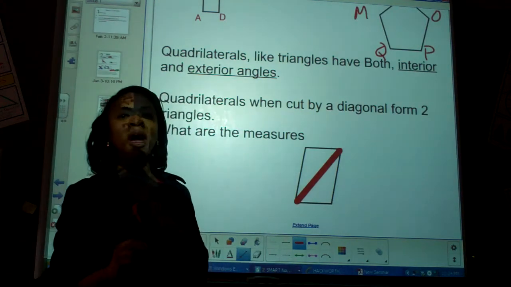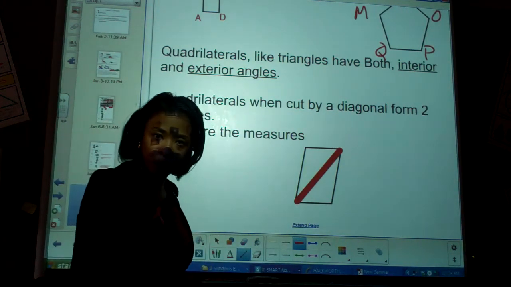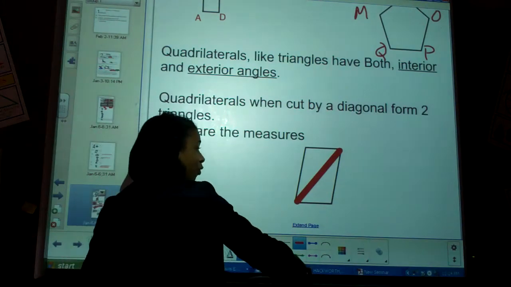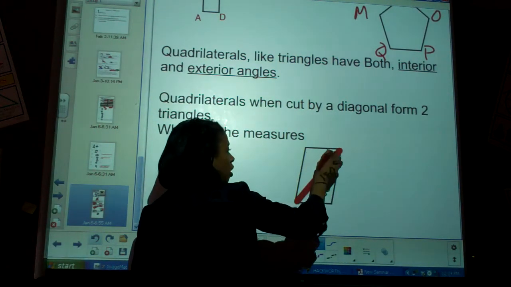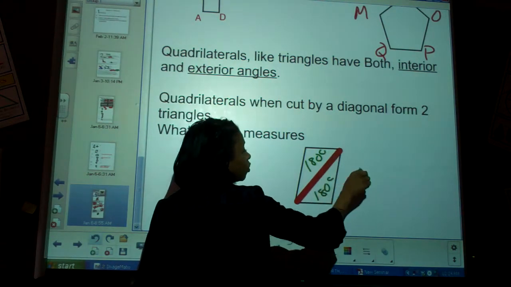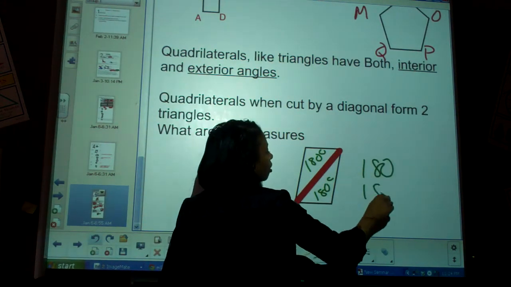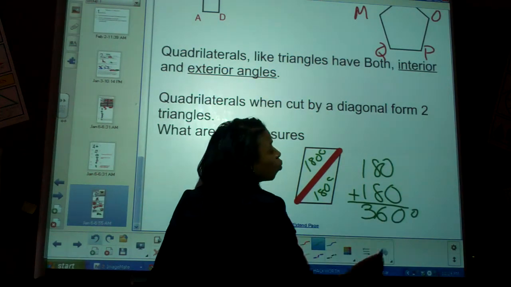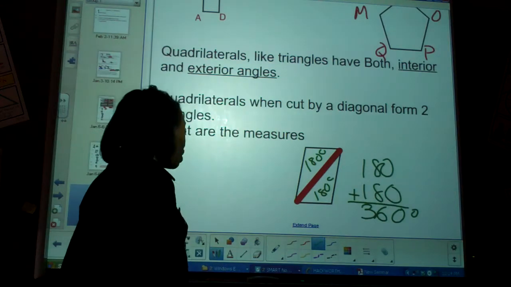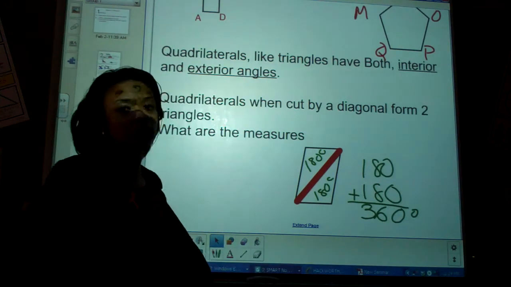When I form two triangles, what's the interior measure of a triangle supposed to equal? You remember, it's 180 degrees. This second triangle is also 180 degrees. If you add 180 plus 180, you will get 360 degrees, which is the measure of a quadrilateral. And there's your chapter 6 lesson, 6-1.